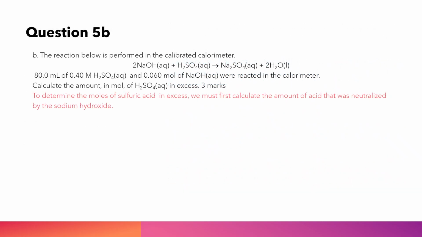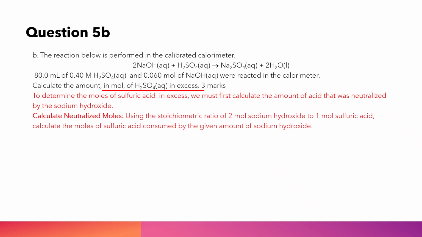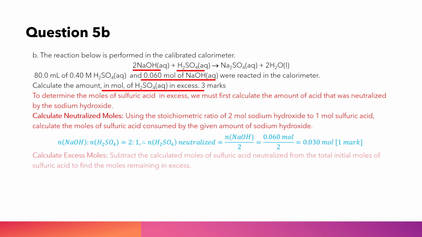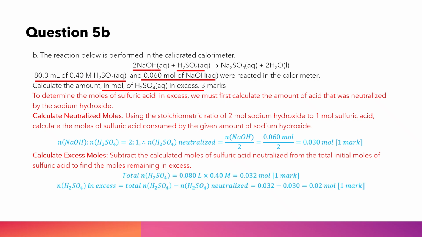To determine the moles of sulfuric acid in excess, we must first calculate the amount of acid that was neutralized by the sodium hydroxide. Calculate neutralized moles using the stoichiometric ratio of 2 moles sodium hydroxide to 1 mole sulfuric acid. Calculate the moles of sulfuric acid consumed by the given amount of sodium hydroxide. Calculate excess moles. Subtract the calculated moles of sulfuric acid neutralized from the total initial moles of sulfuric acid to find the moles remaining in excess.